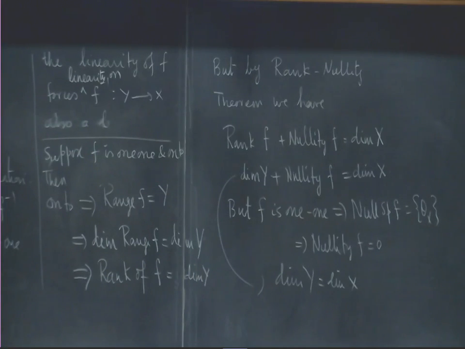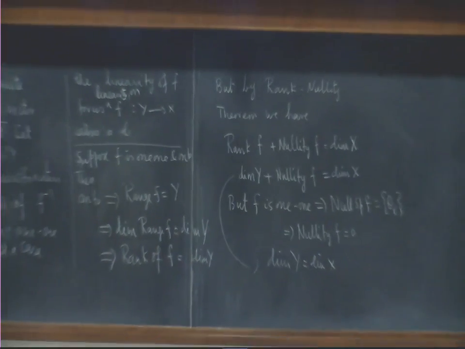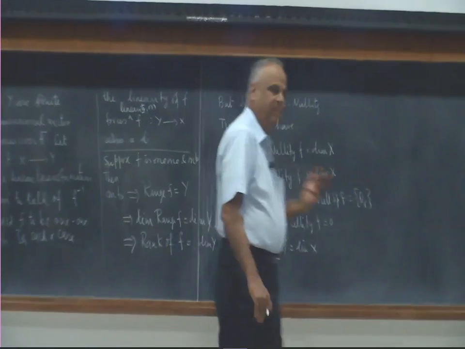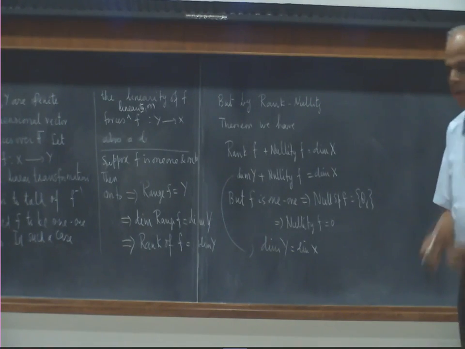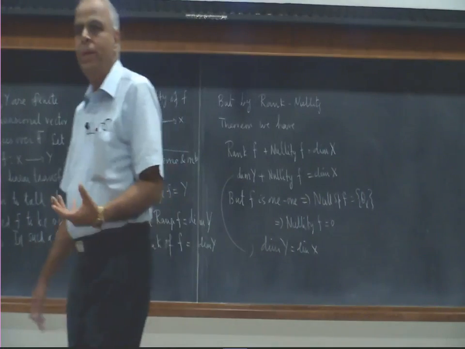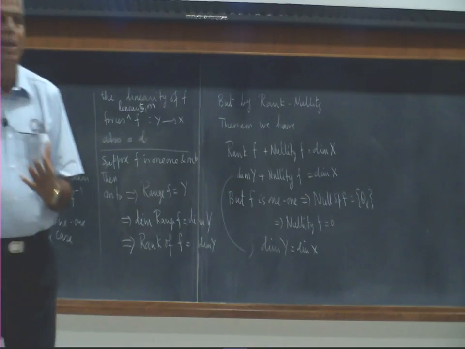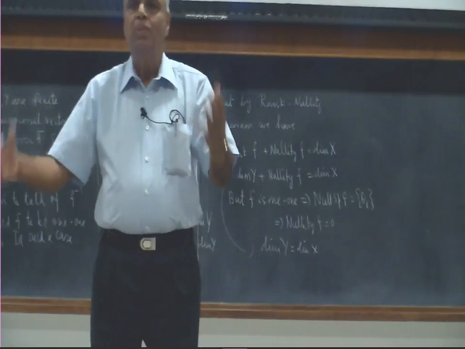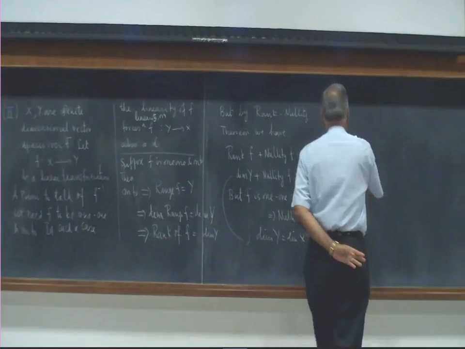So therefore, there is no chance of talking of an inverse if the dimension of y is not equal to the dimension of x. If the dimension of y is not equal to the dimension of x, then F cannot have even a chance of being both 1-1 and onto. So if you are going to talk of an inverse map from a vector space to another vector space, you can think of talking about this only if the domain and the codomain have the same dimension.